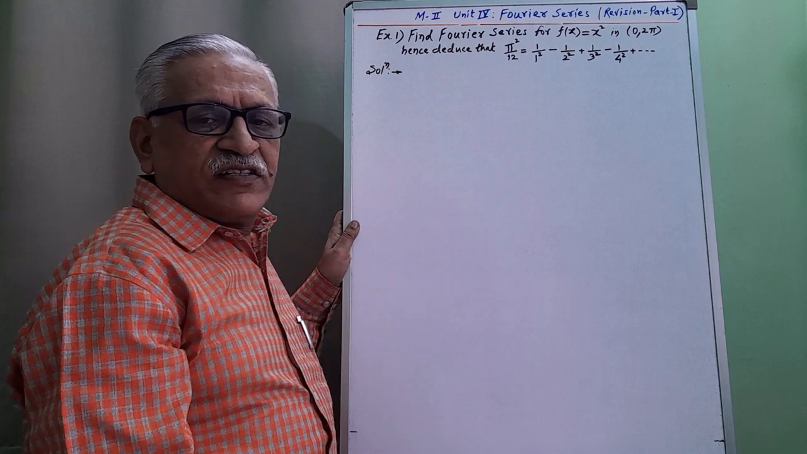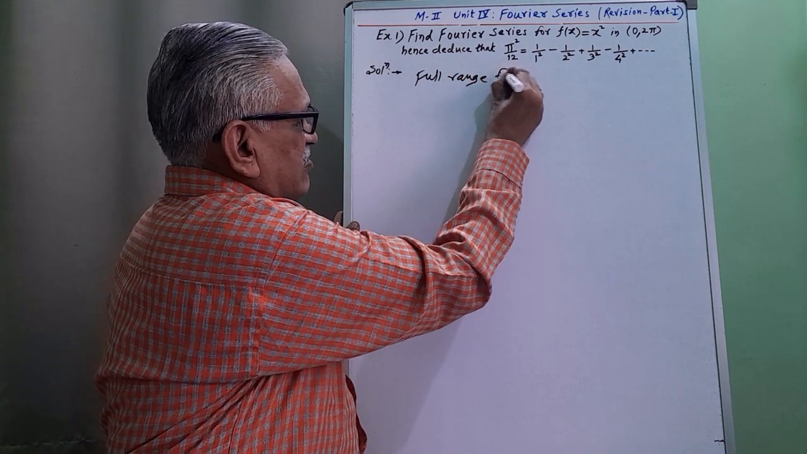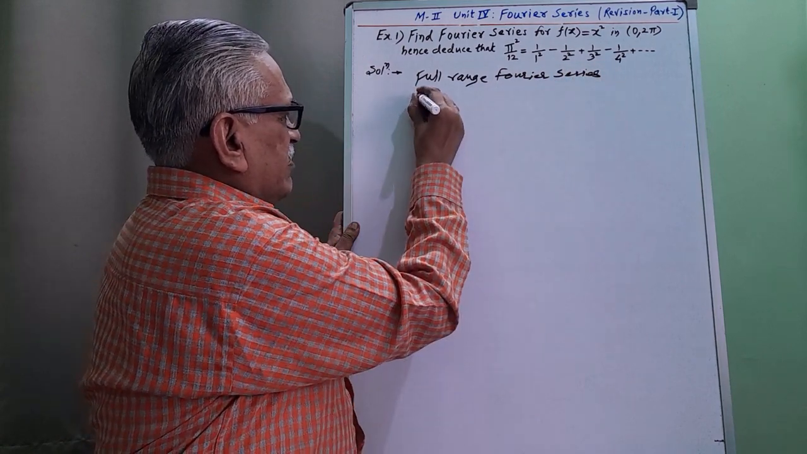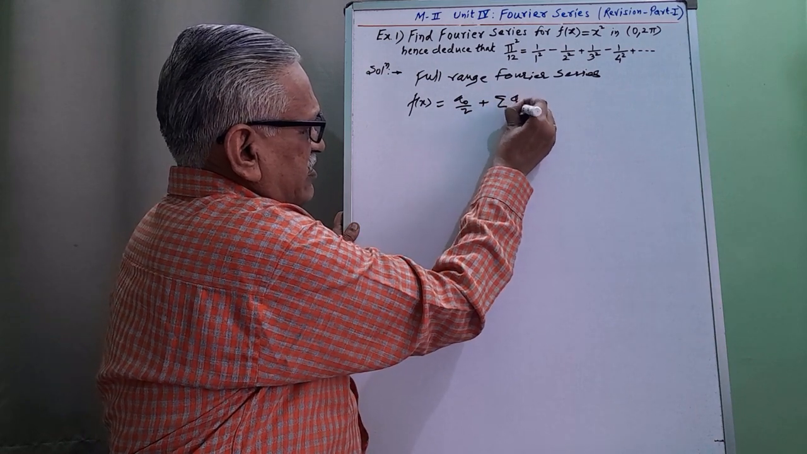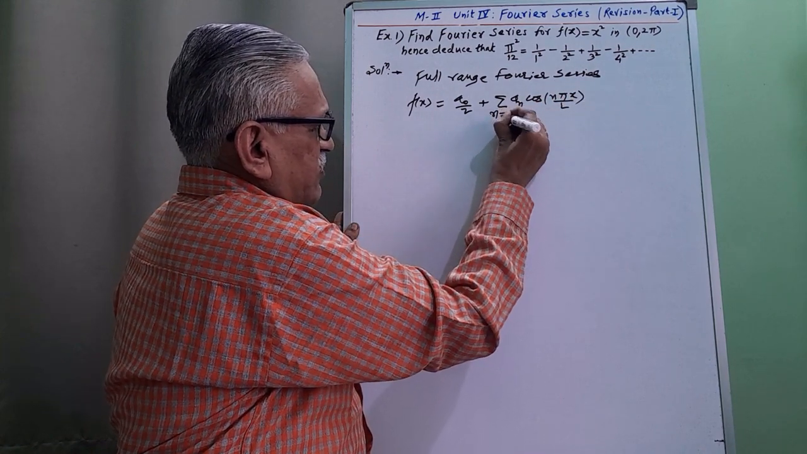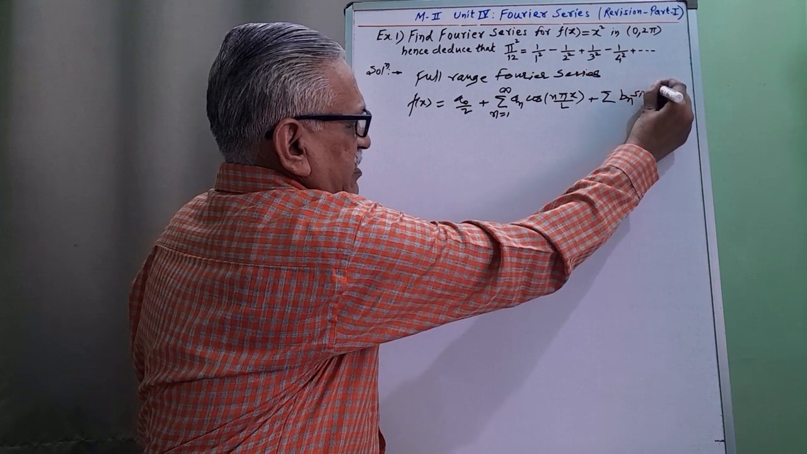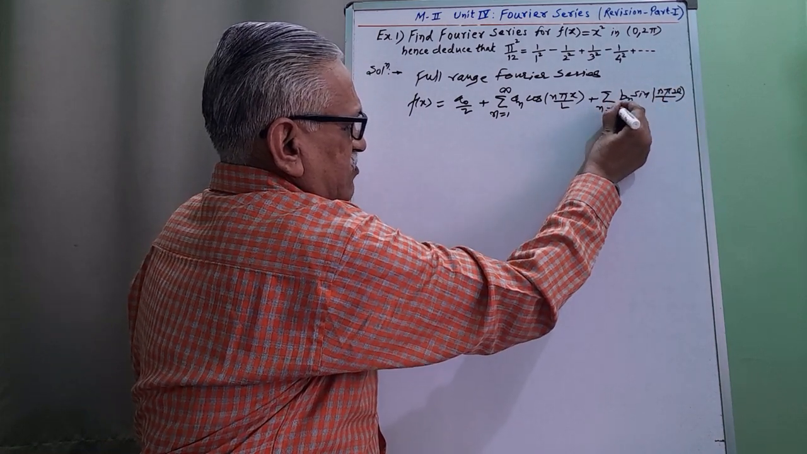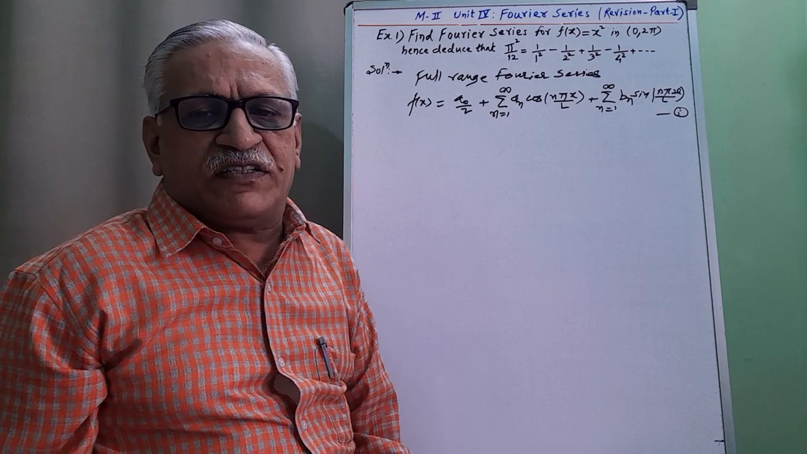Here the required Fourier series is full range Fourier series. Therefore that full range Fourier series is given by f of x is equal to a0 by 2 plus summation of an cos n pi x by l, n changes from 1 to infinity, and plus summation of bn sin n pi x by l, again n changes from 1 to infinity, and we call this as equation 1, where we require to obtain that Fourier coefficient a0, an and bn.